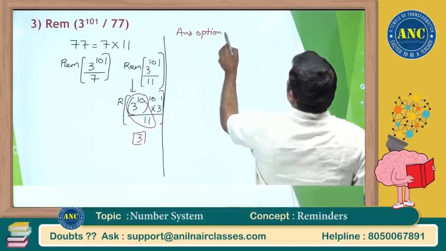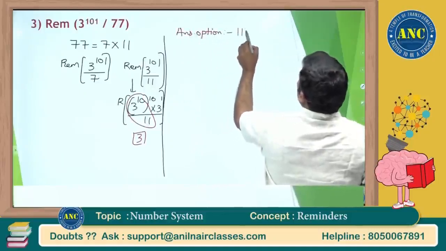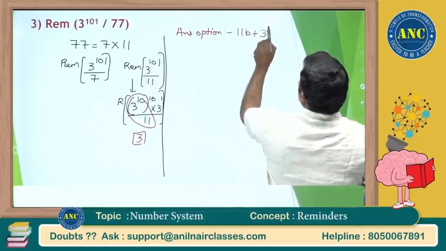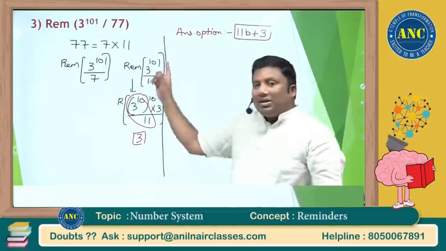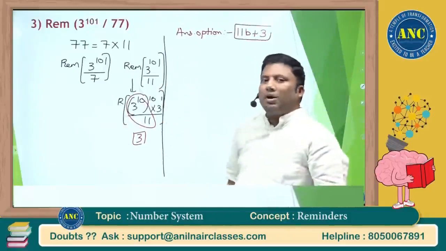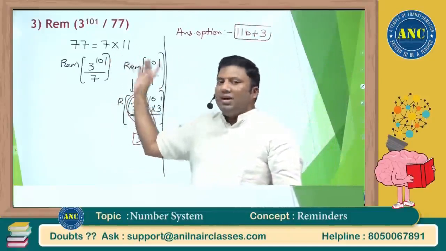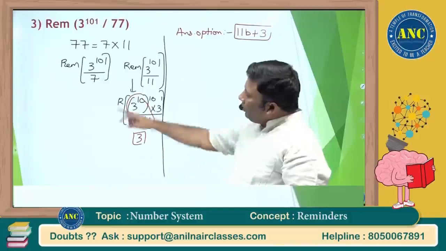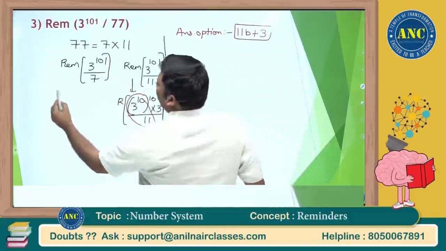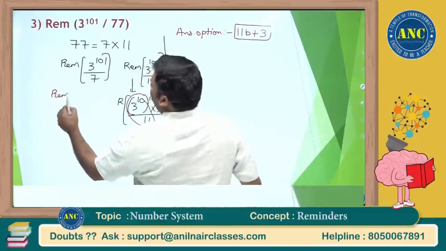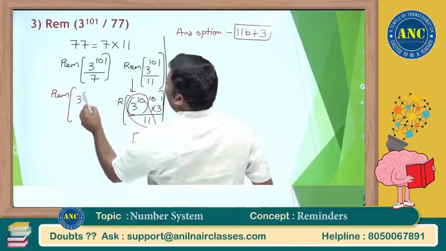When you divide by 11, how much remainder should it give? 11b plus 3. Again I am repeating: 77 is a composite number, 7 into 11. 3 power 101 divided by 7. So we will also do it for 7. 7 means again a prime number.